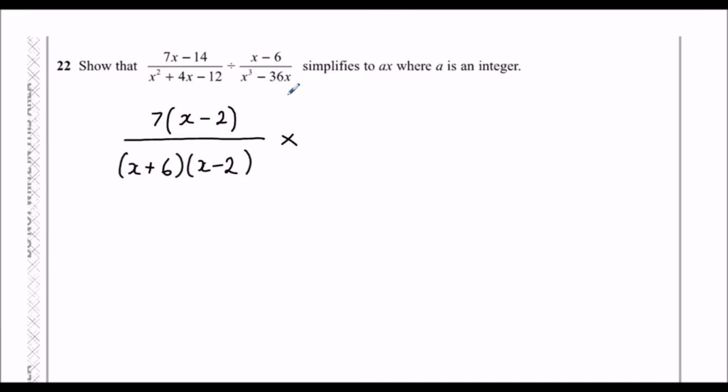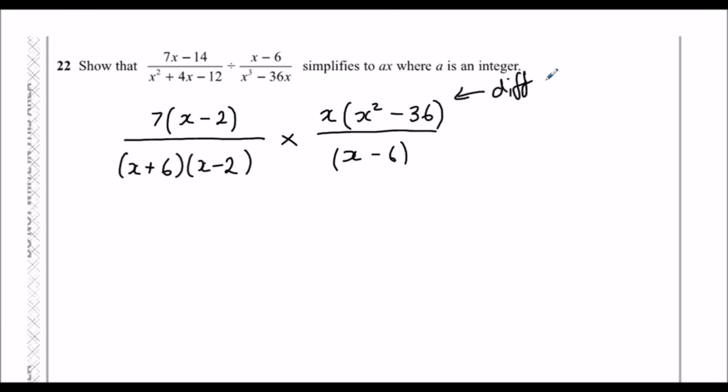So I've flipped it so the bottoms become the top, the tops become the bottom. Firstly, we can take an x out of x cubed minus 36x. If we take an x out, we've got x squared minus 36 left. And that factorizes as well. That's the difference of two squares. So we can change that into x plus 6 times x minus 6.